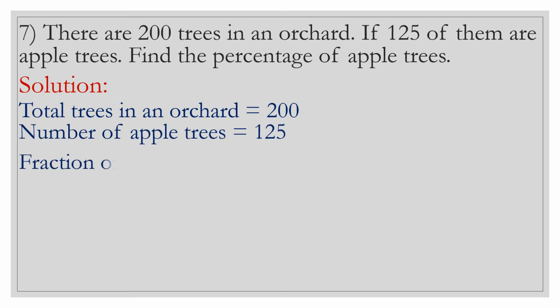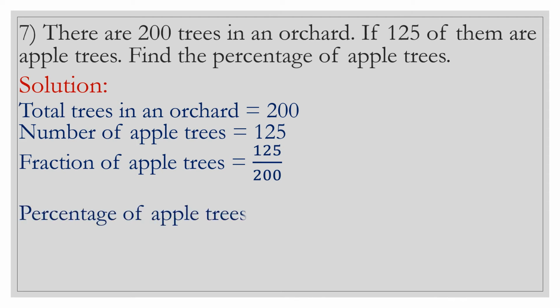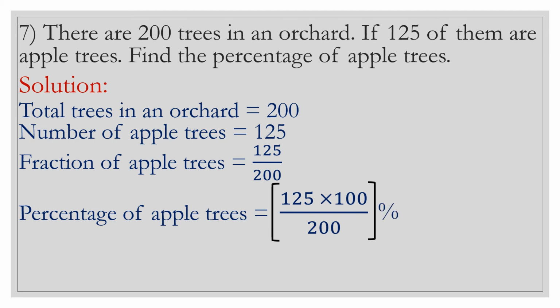So fraction of apple trees is equal to 125 upon 200. Now converting into percentage. And we know that if we convert a fraction into a percentage, multiply the fraction by 100 and put the percentage symbol. So percentage of apple trees is equal to 125 upon 200 multiply by 100 in bracket and put the percentage symbol. Now simplify. Cut 20 by 20.